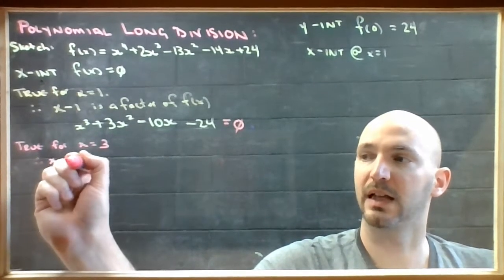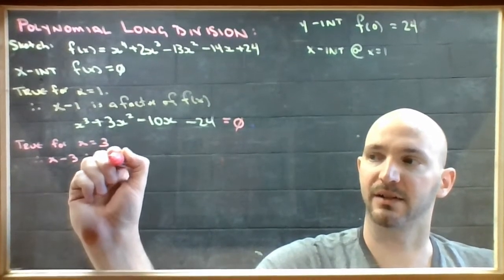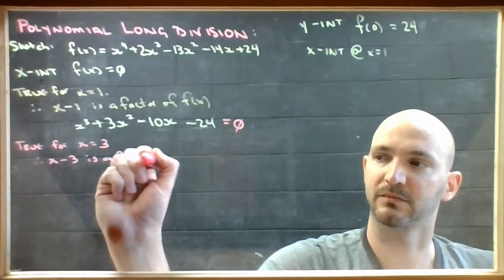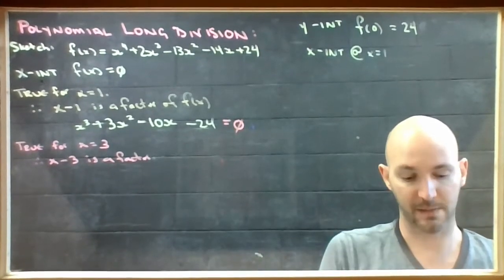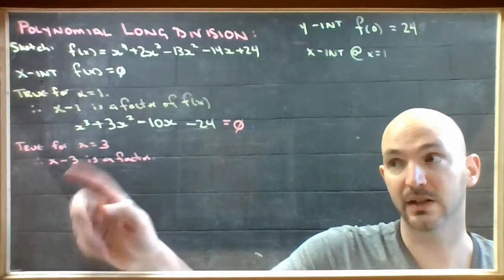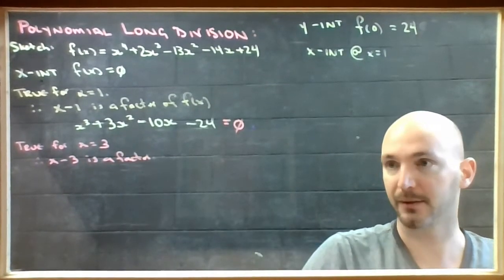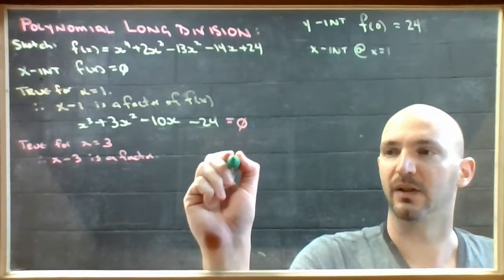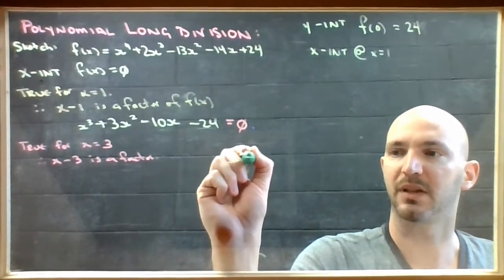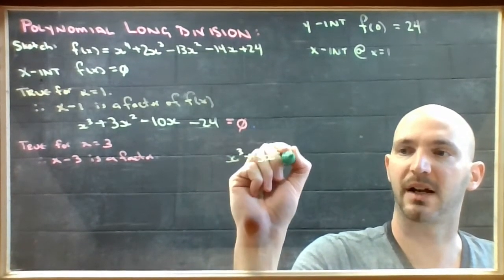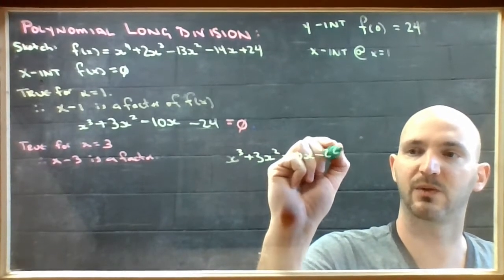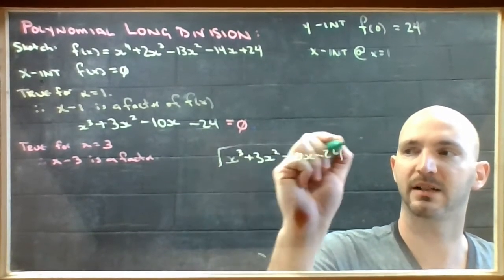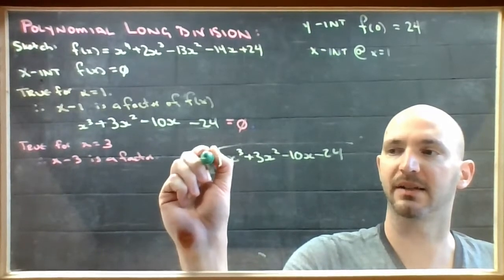Therefore, x minus 3 is a factor. So I'm going to divide this new factor out of the existing cubic. Find some space over here to do that. So x cubed plus 3x squared minus 10x minus 24 divided by x minus 3.